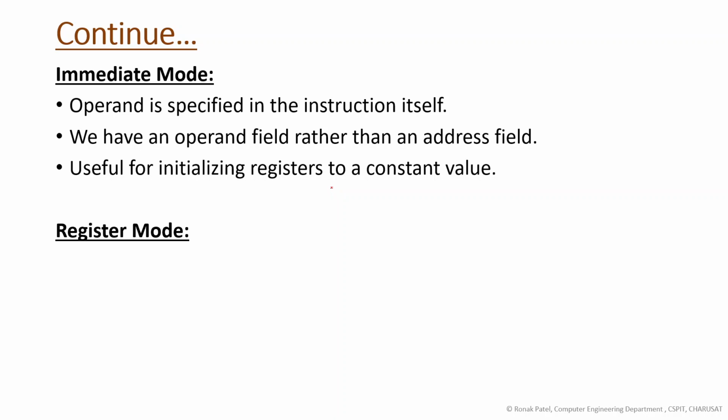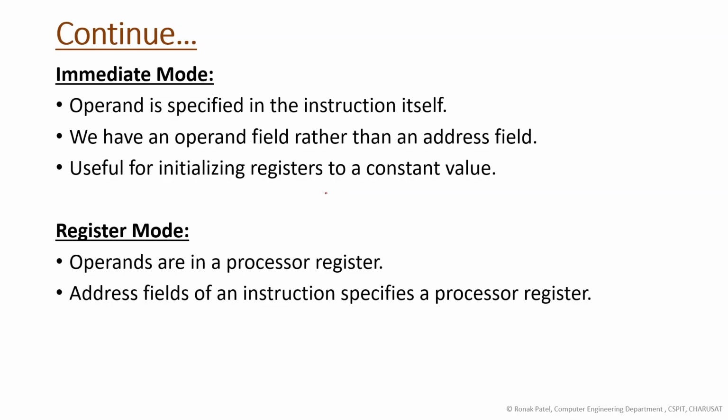Next is register mode, right? So in this, operands are in processor registers. Whatever operands you want are in registers. Then the address field of an instruction specifies a processor register. As I told you, the address field of the instruction can specify memory or registers, right? So in register mode, the address field of the instruction specifies a processor register. It will tell you, get the operand from register R1, get the operand from register R2.